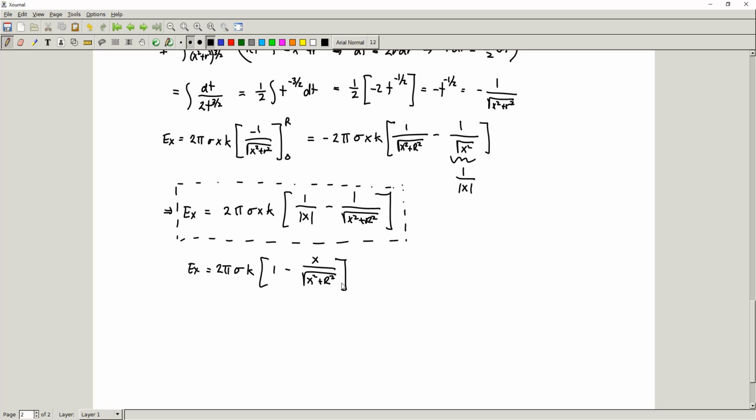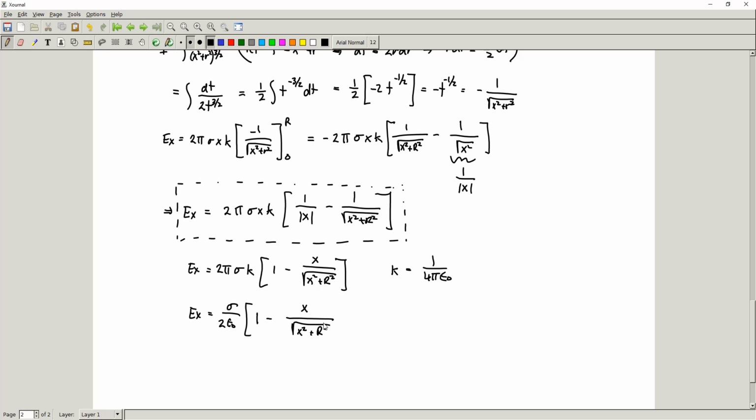Okay, and it'll actually clean it up a fair bit if we use the fact that k is equal to 1 over 4 pi epsilon naught. Substitute that in there. We'll get rid of the 2 pi, and our k will be gone, obviously, so we're going to end up with E_x equal to sigma over 2 epsilon naught times 1 minus x over square root x squared plus r squared.